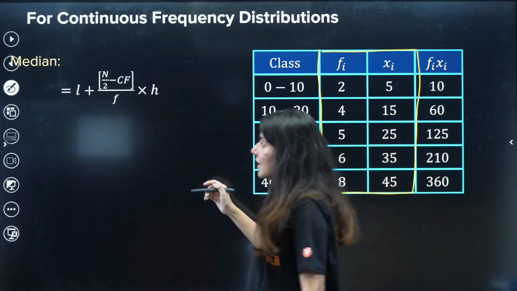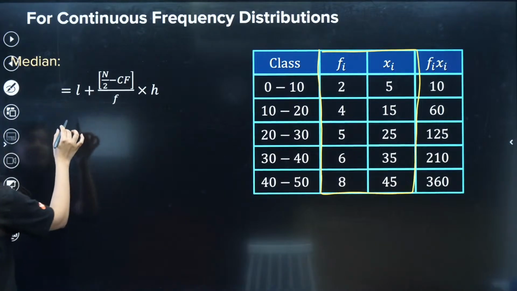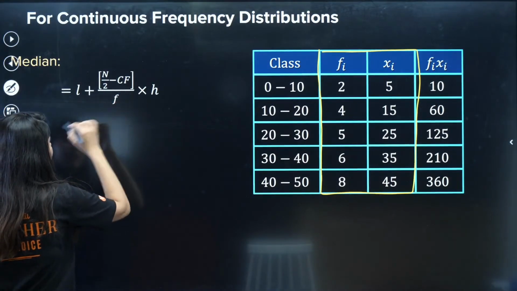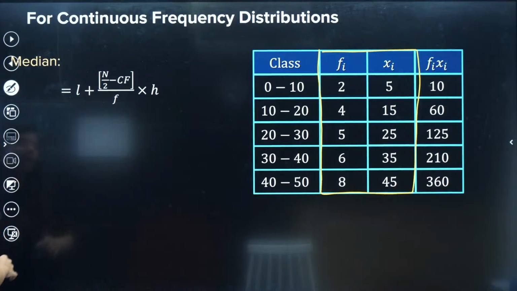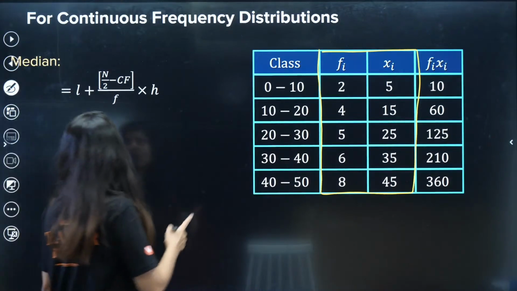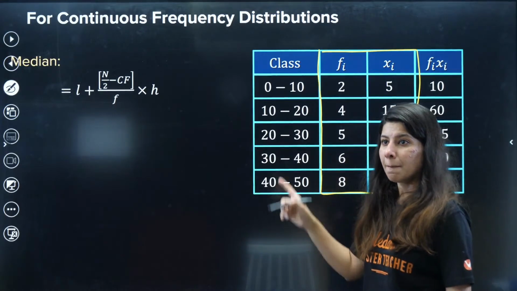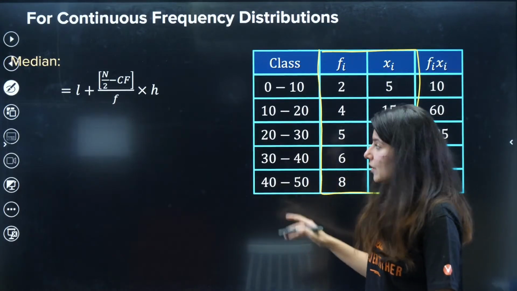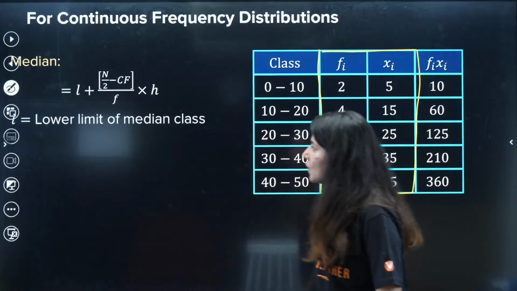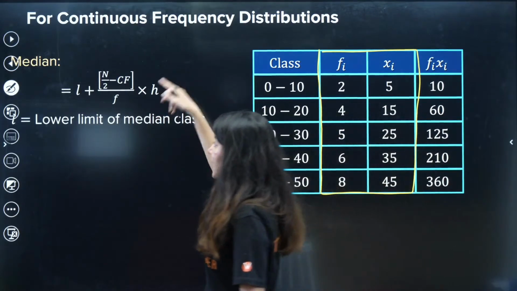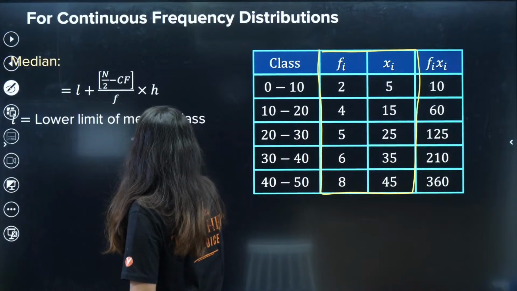Can you see the formula? That median would be what? So median is nothing but L plus (N by 2 minus cumulative frequency) upon F into H, right? So for that, the very first thing, let's understand what is L. In this formula, L is nothing but the lower limit of the median class.